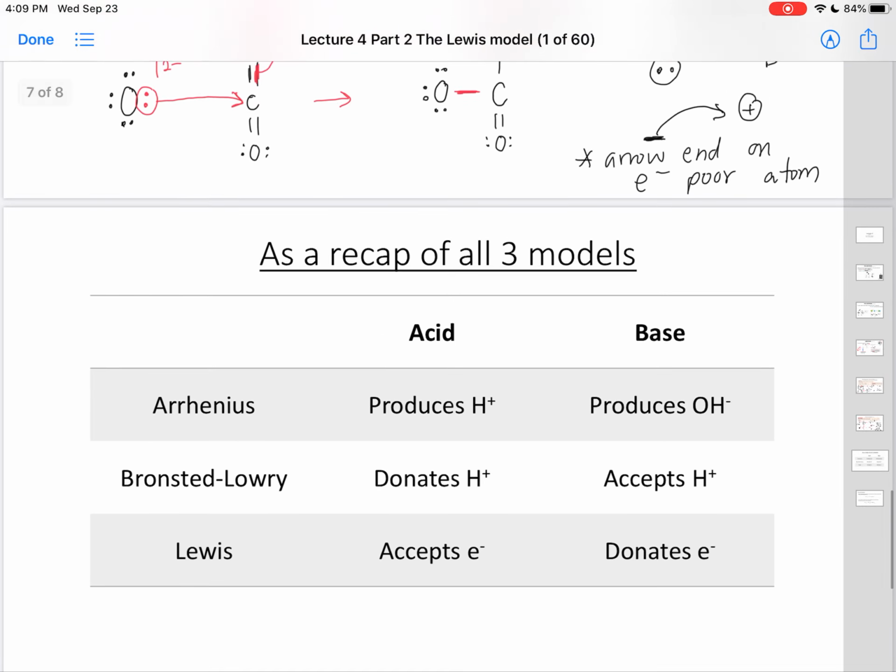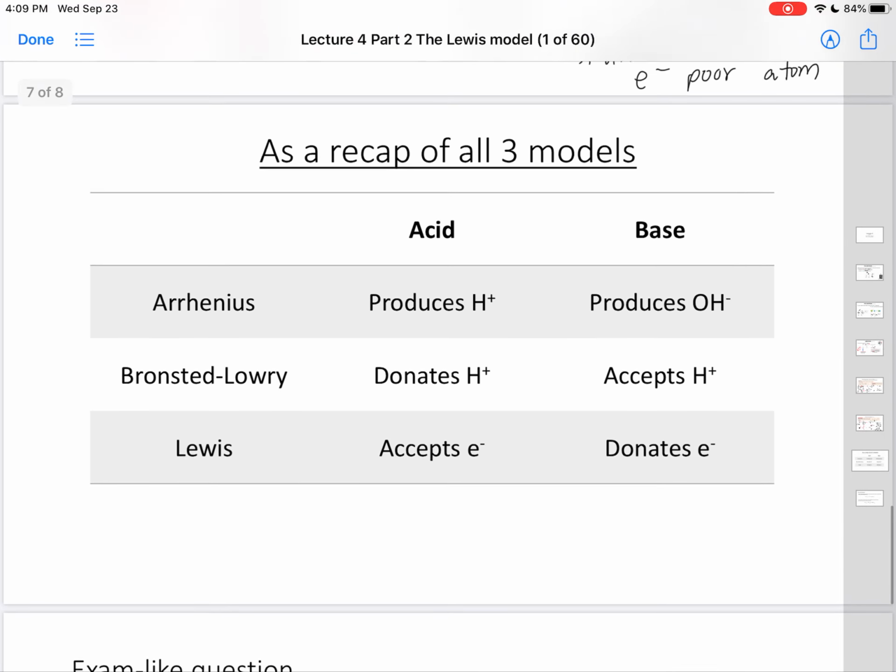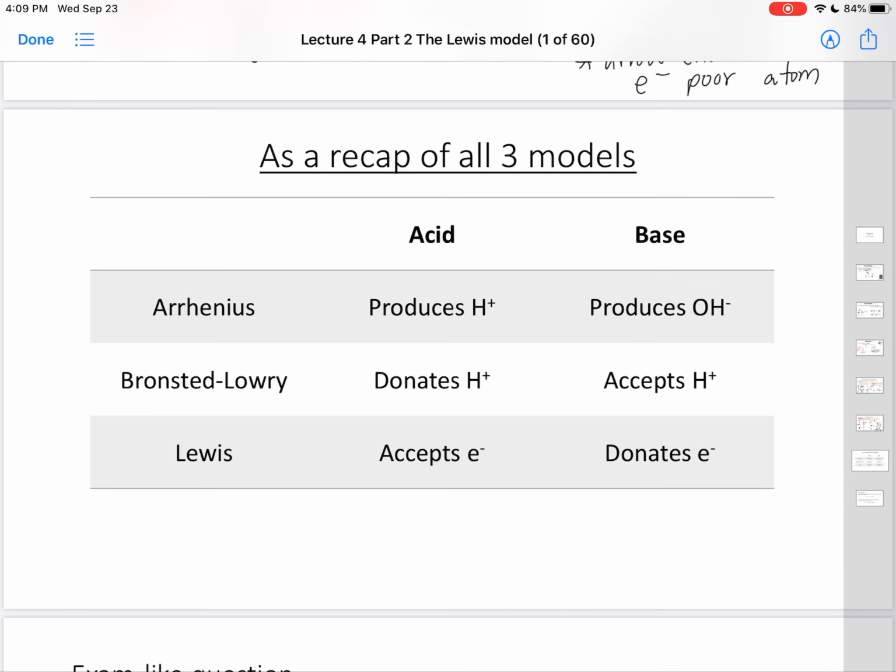All right. So as a recap of all the models that we've covered in the last video and in this video: your Arrhenius model produces H plus as an acid and OH minus as a base. The Bronsted-Lowry model donates H plus and accepts H plus. And in the Lewis model, the acid accepts electrons and the base donates electrons.